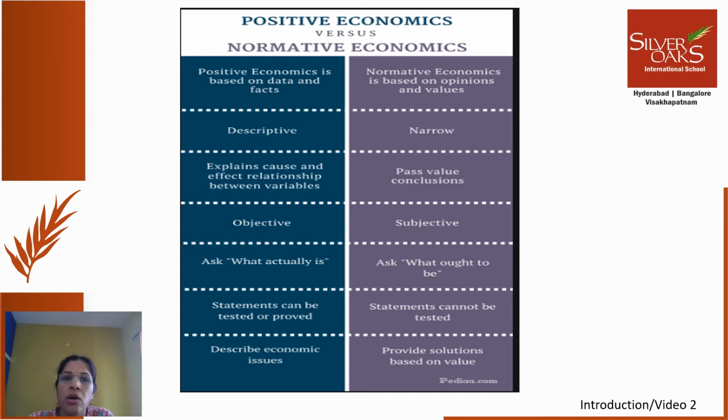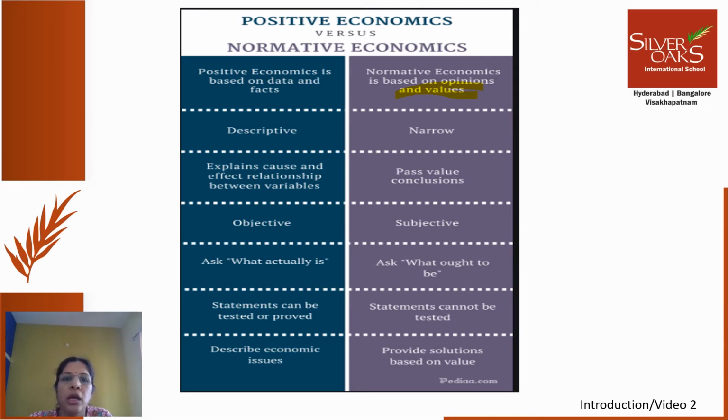It doesn't mean that all positive statements need to be true. That is not the case here. But you can test them using some data and facts. On the other hand, normative economics is based on opinions and values. For example, COVID-19 needs to be controlled to arrest migration or to stop migration. You are using the words need to be controlled, which means it is your opinion. It might be true or it might not be true, but it is based on your opinion and value judgment.